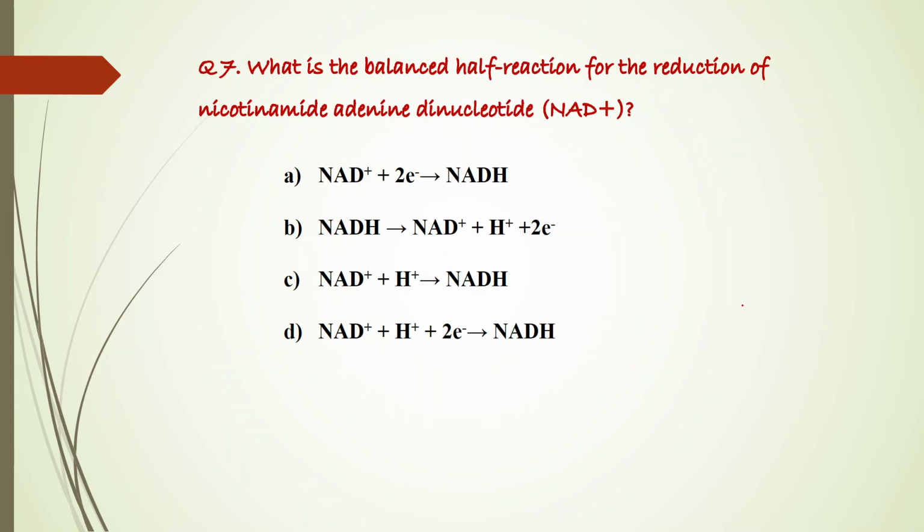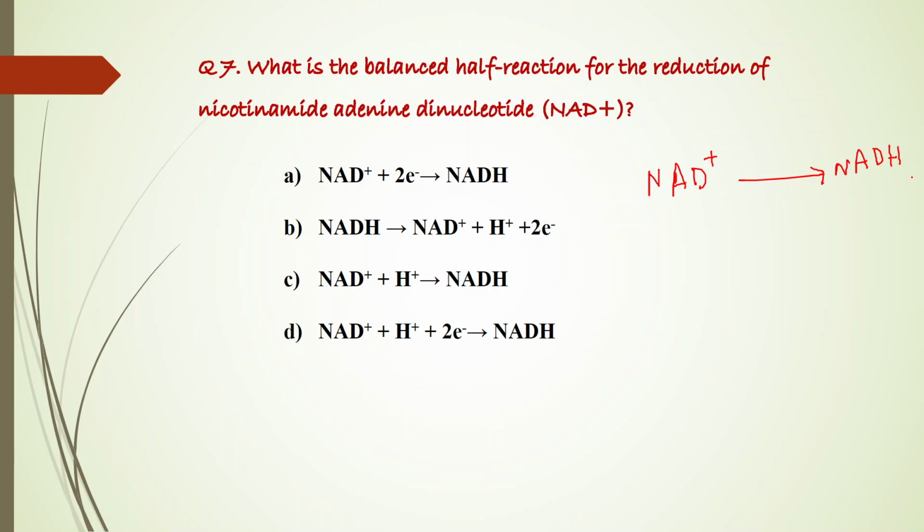Out of these four, which is the balanced half reaction for the reduction of nicotinamide adenine dinucleotide? Even if you do not remember, just by looking at the reaction, you would be able to understand what the balanced equation is. So, what do we have here? One second. Yes. We are going from NAD plus to NADH.